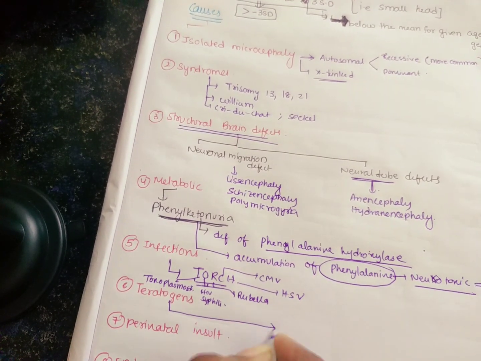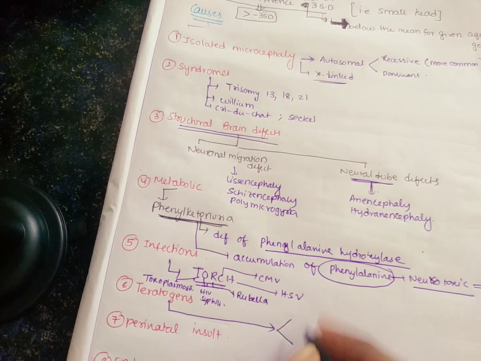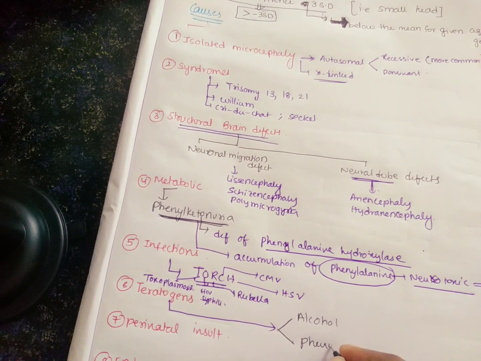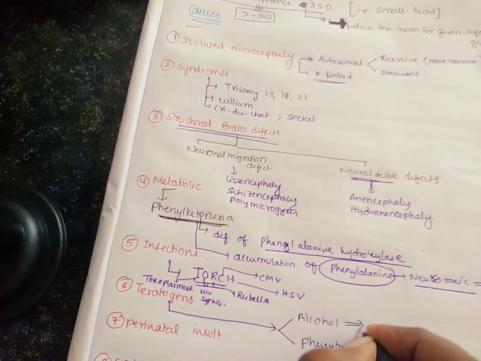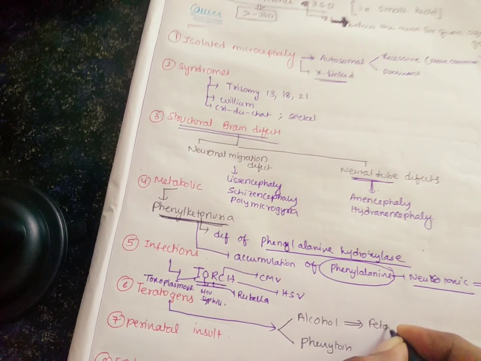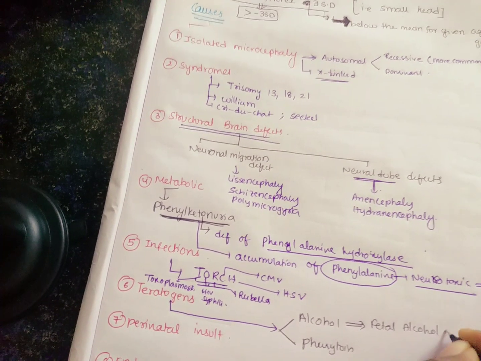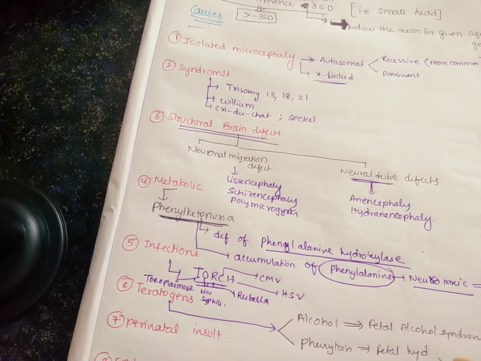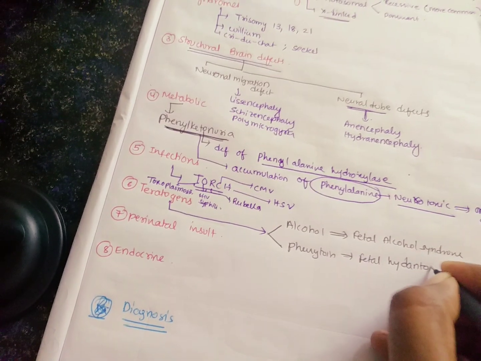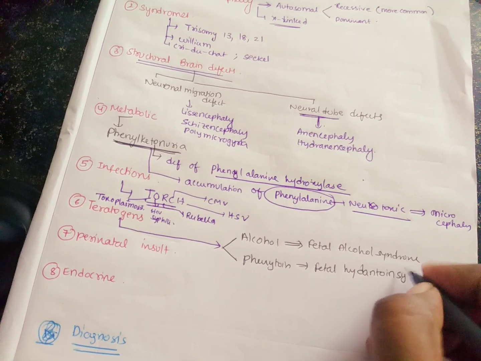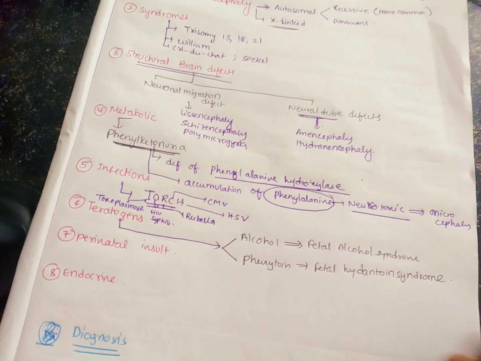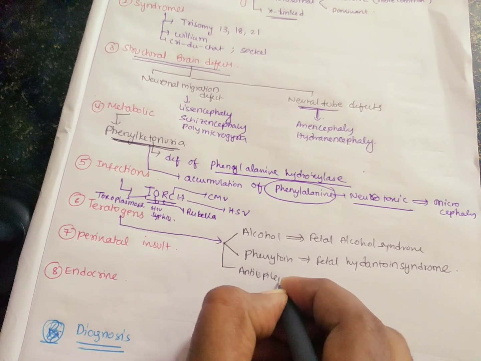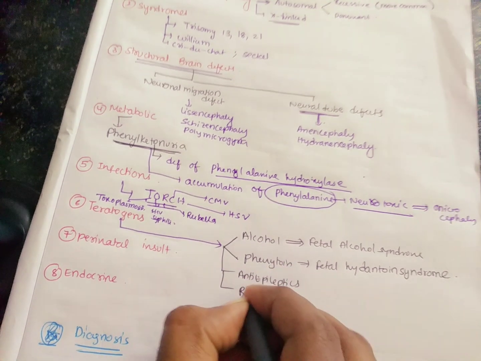What are the teratogens that cause microcephaly? We all know alcohol and phenytoin, you remember these two mainly. Alcohol consumption leads to fetal alcohol syndrome, and phenytoin leads to fetal hydantoin syndrome, and other teratogens like anti-epileptics and radiation exposure, etc.